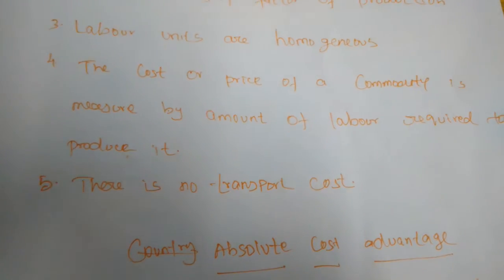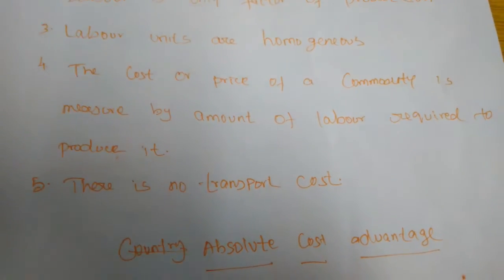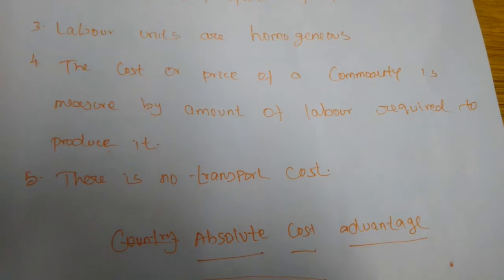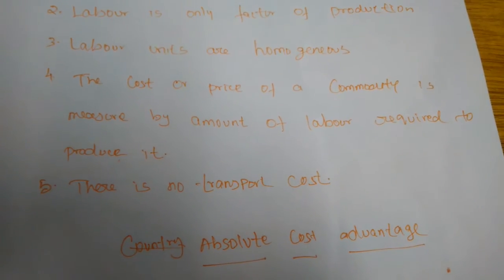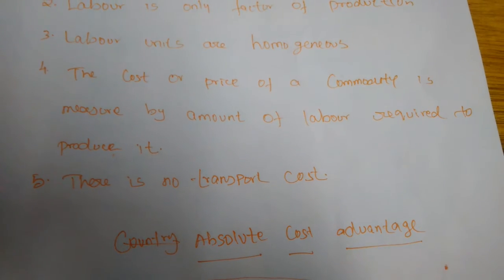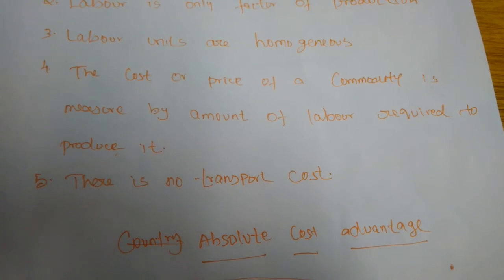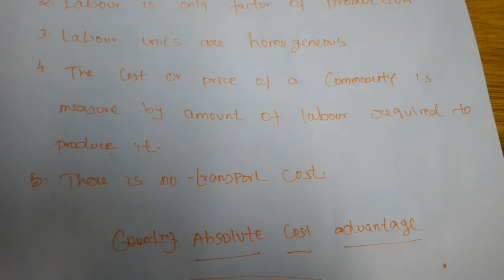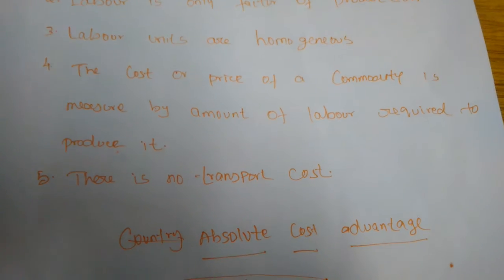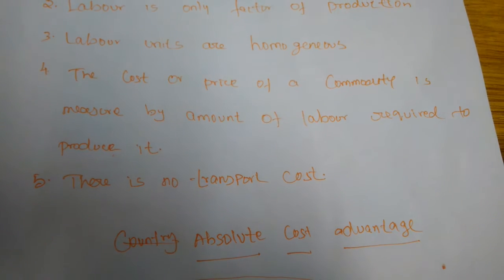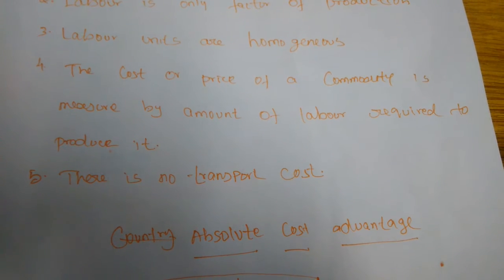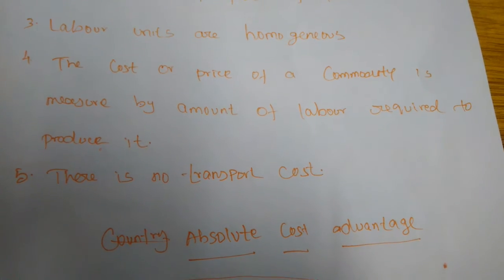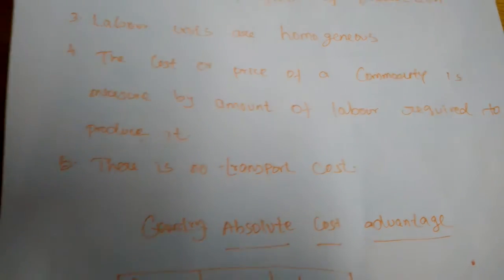So the cost or price of a commodity is measured by the amount of labor required to produce it. How much labor is going to be involved to produce any commodity, that is the amount for the price of a commodity.